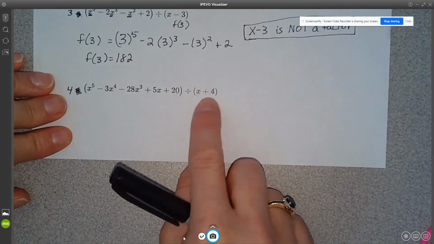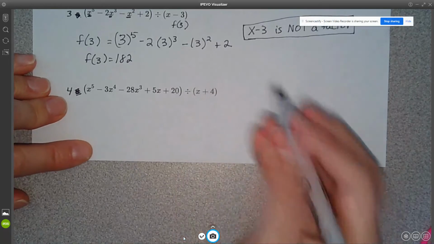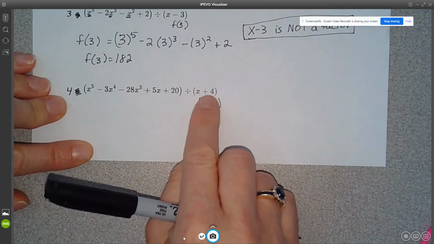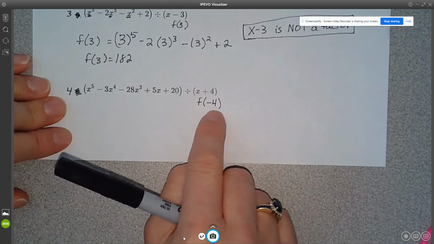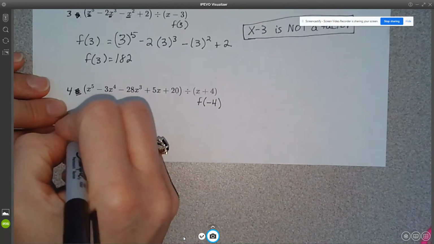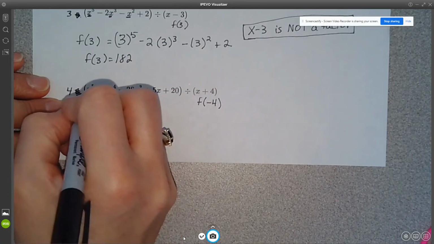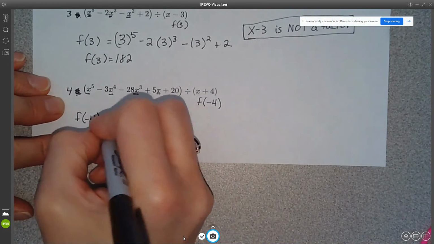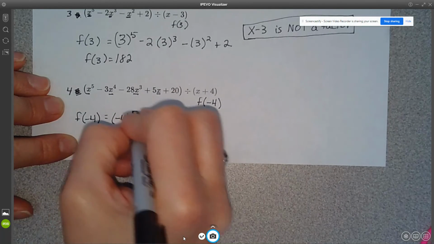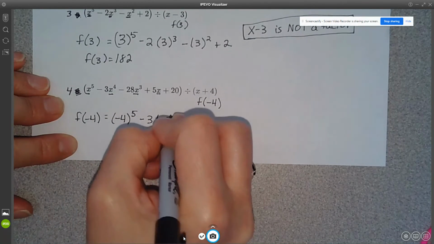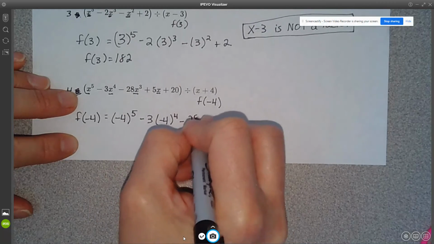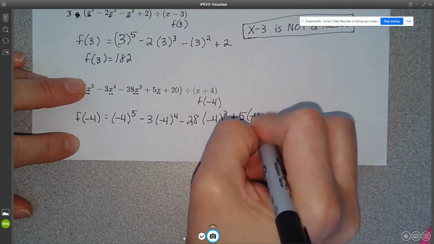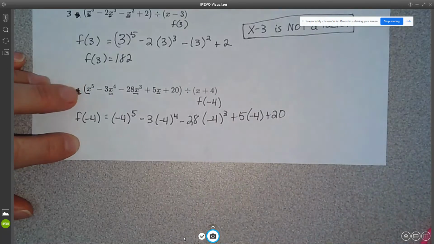this time we have x plus 4. So that means I'm looking for f of negative 4. It changes the sign of what's in there. Looking for f of negative 4. So if I fill in negative 4 everywhere I see an x in this polynomial, that's going to be negative 4 to the 5th minus 3 times negative 4 to the 4th minus 28 times negative 4 cubed plus 5 times negative 4 plus 20.